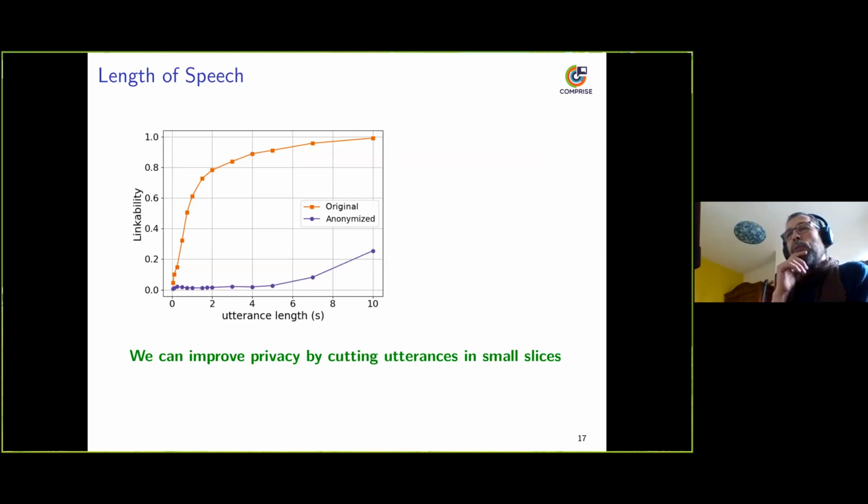Another improvement we can make is to cut the utterances into very small pieces. In that case, we reduce the possibility of identifying the speaker a lot. If you look at this diagram with a very small length of 2 seconds, for instance, we have something like perfect anonymization, whereas when not doing anonymization, we still have 0.8 linkability, which is quite bad for anonymization. So this is also something we can do to improve anonymization.